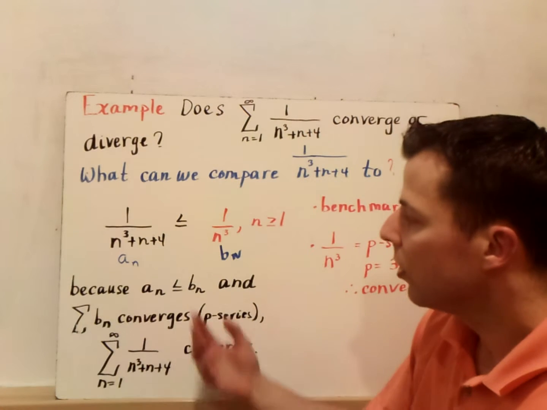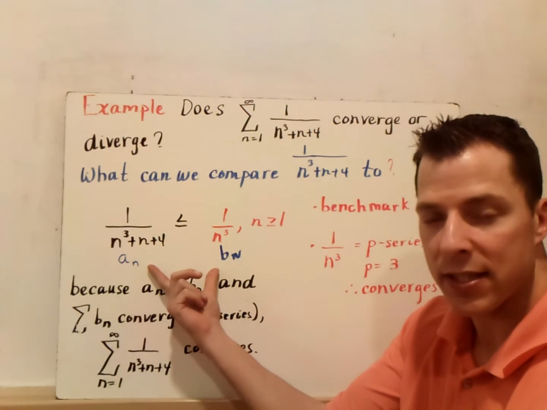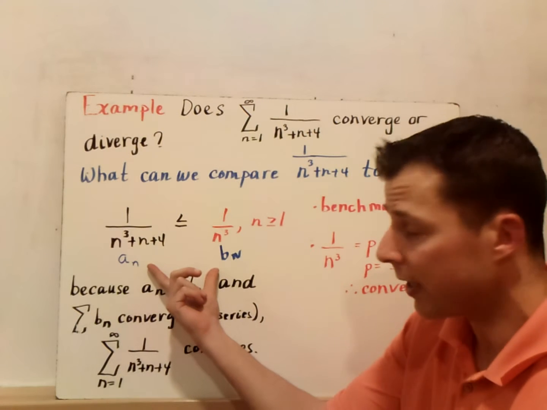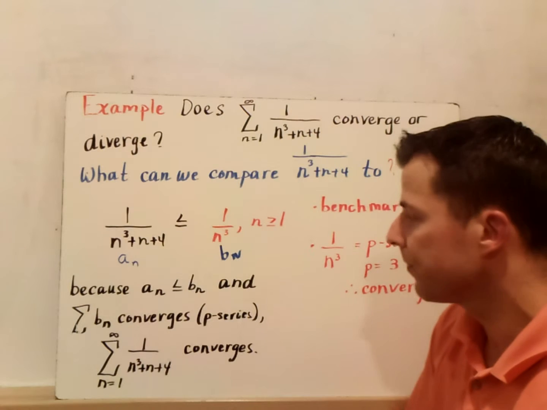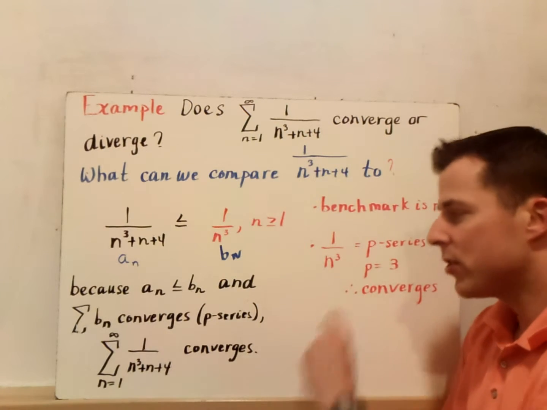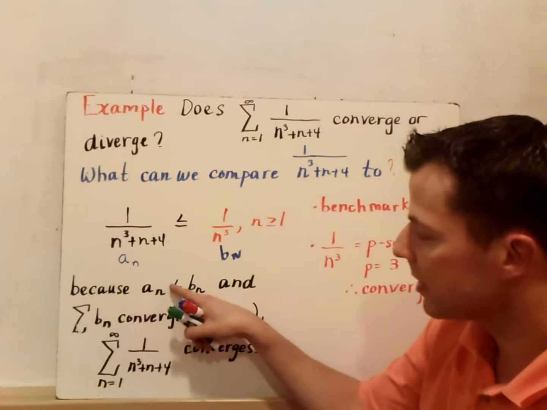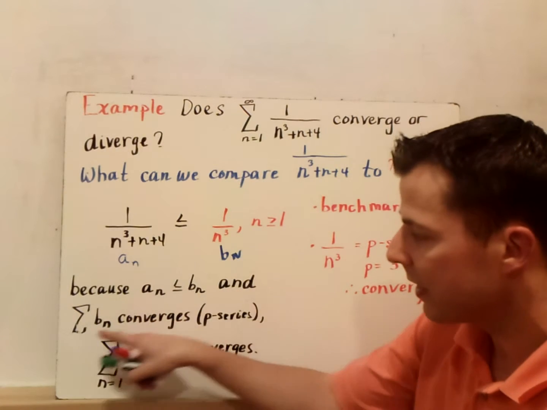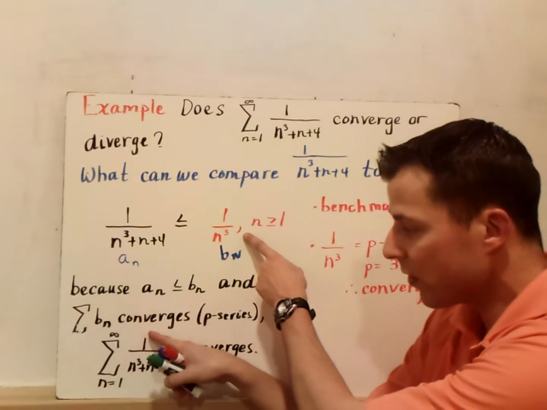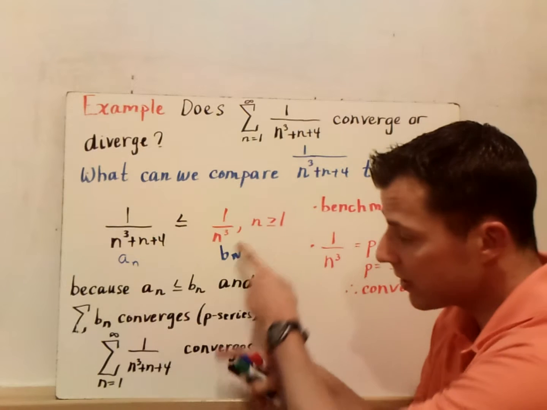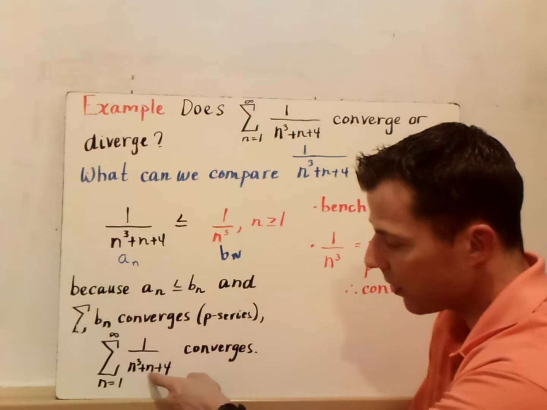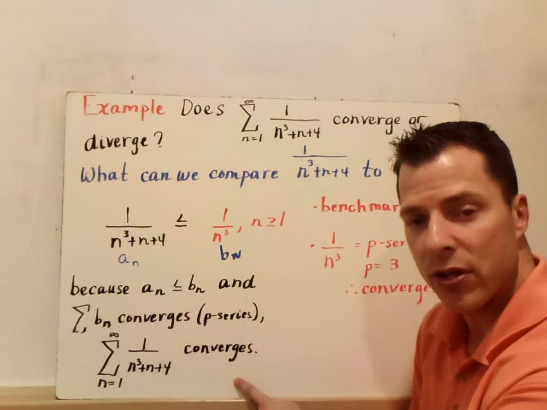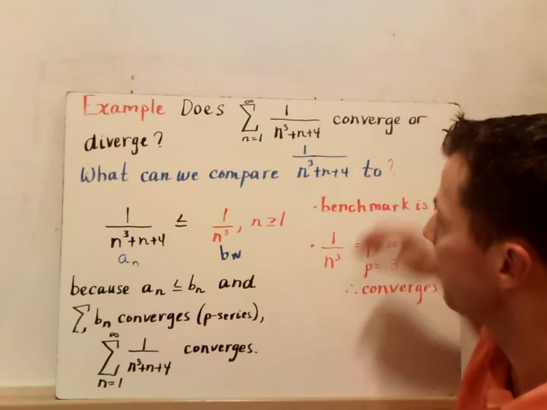So once I figure out if a sub n is less than or equal to b sub n or greater than, I look at b sub n and I see, well, what's that series doing? So, because a sub n is less than or equal to b sub n, and the sum of b sub n converges, because of the p-series, that means the sum from 1 to infinity of 1 over n cubed plus n plus 4 is also going to converge.